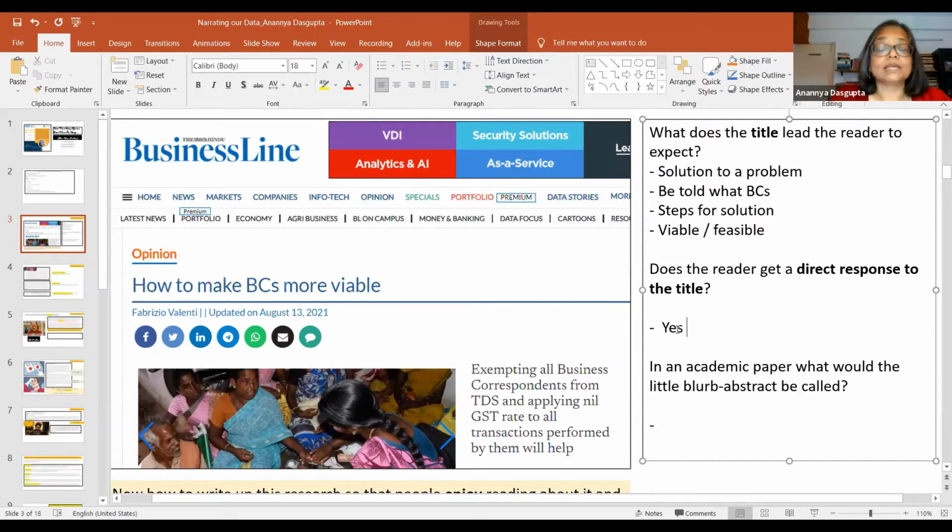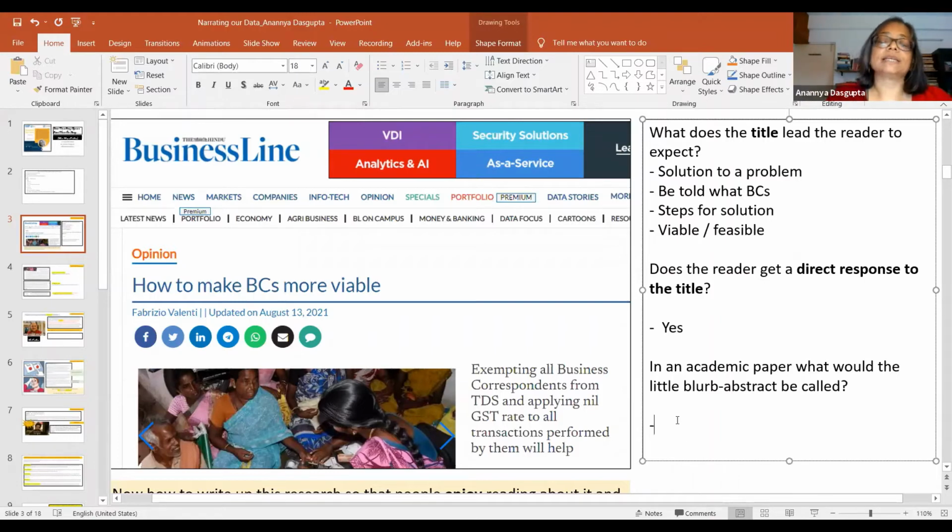Yes, so I will just type yes. You do get a direction. How to make it feasible? The problem is that they are not feasible, but how to do it? Here are the two things. Exempt all business correspondents, BCs, from TDS and apply nil GST rate to all transactions performed by them, right? And TDS, if we don't know, the article is going to expand on that as well, and so will it on the GST. But the assumption is that most of us have a sense of what TDS or GST might be, and it gives you the solution right away.